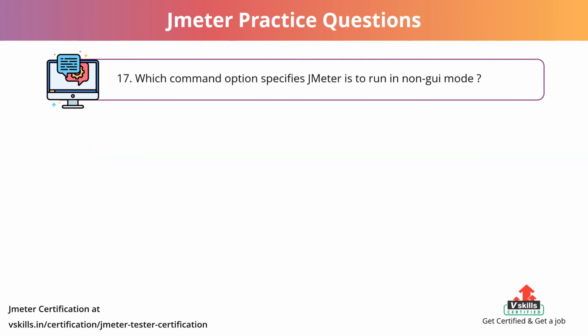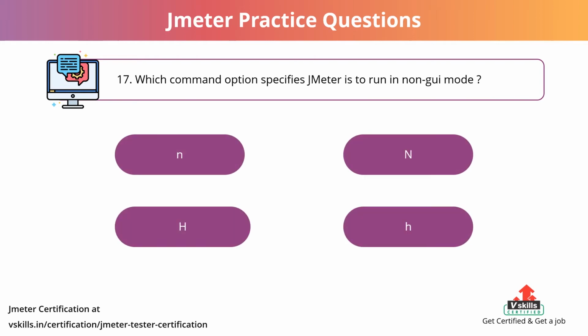Question number 17. Which command option specifies JMeter is to run in non-GUI mode? The options are A. -n, B. -N, C. -h, D. -H. The correct answer is option A.